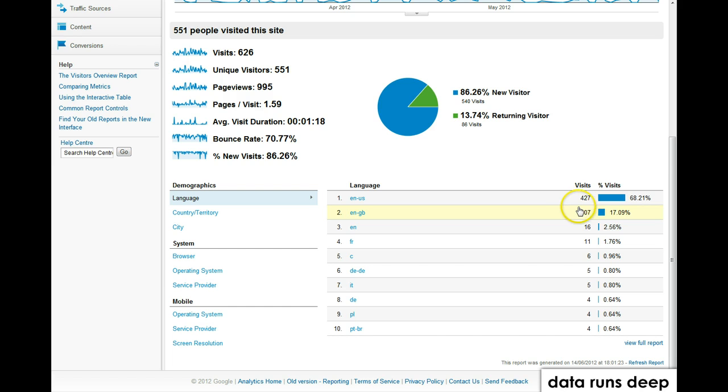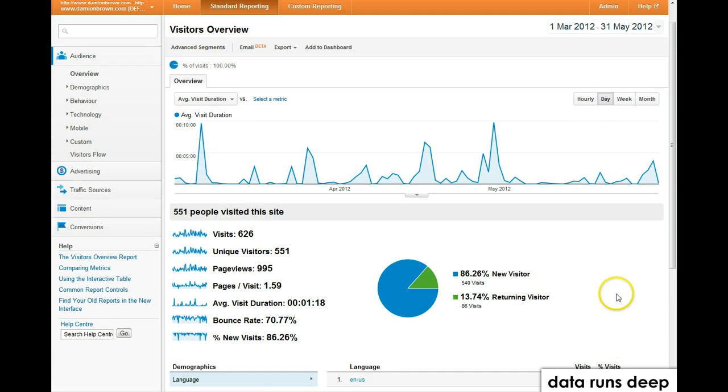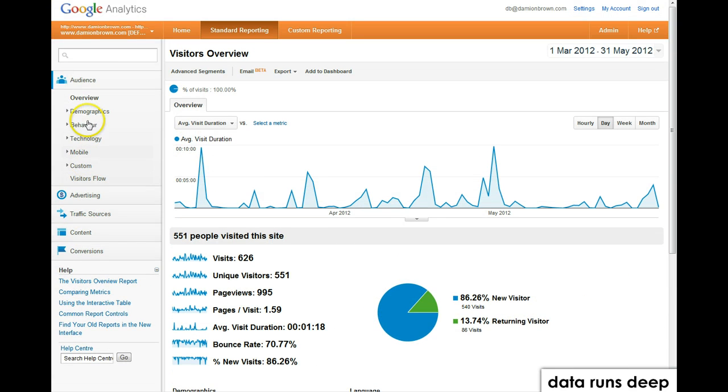Oh look, all these people with US English are accessing my website, not many with British English, oh dear, and hardly anyone with Australian English, which is a language setting. I don't know what it does, but it's information which is there, and if I need it, it's there. But I would encourage you to get used to using the left hand nav, and the left hand nav is what we'll be talking about in the second of these introduction videos.